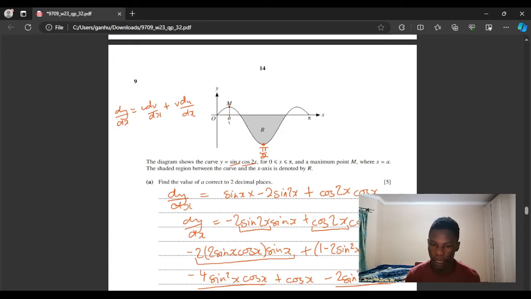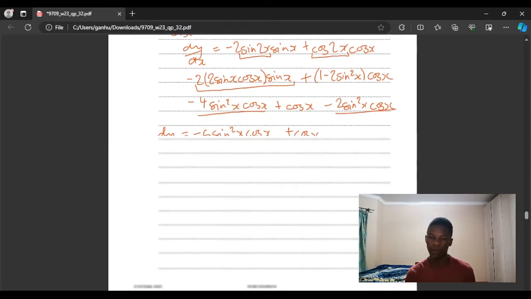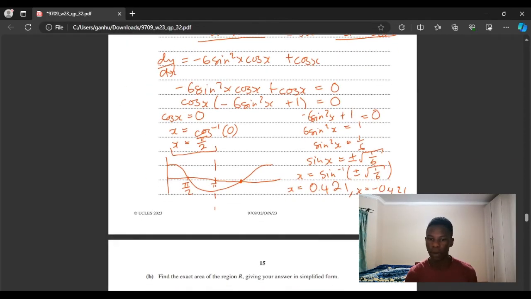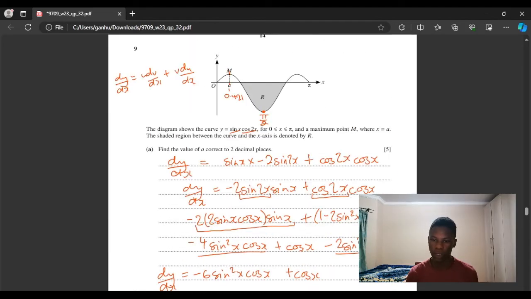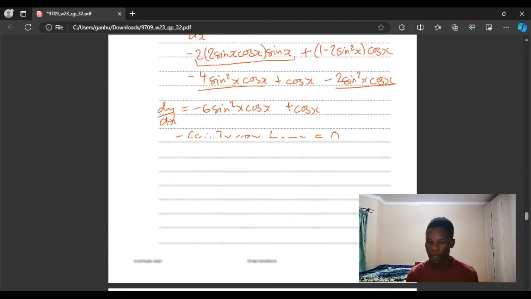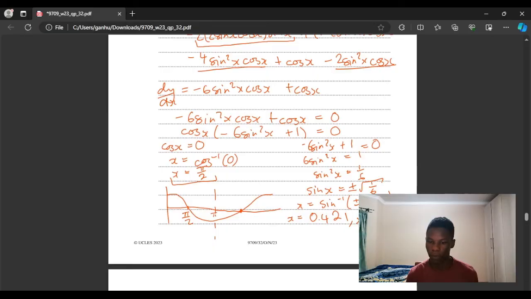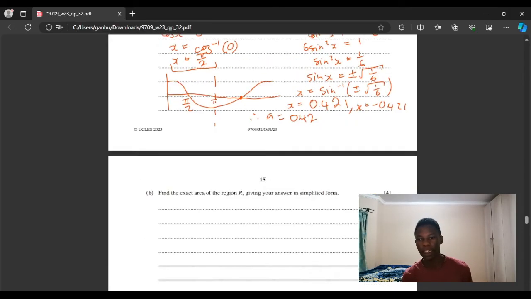So let's go back to our diagram and find our correct solution. Okay, so 0.421 would be somewhere here. That would be our x value and our value for a. They want the answer correct to 2 decimal places, so therefore a is equal to 0.42. Let's move on to part B.